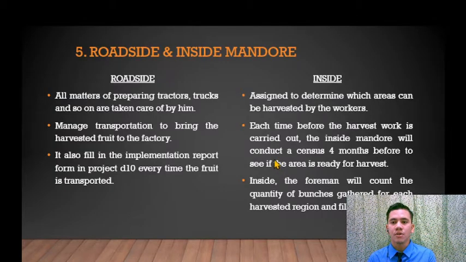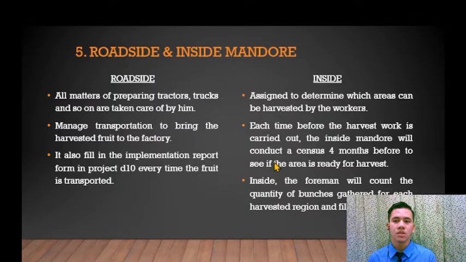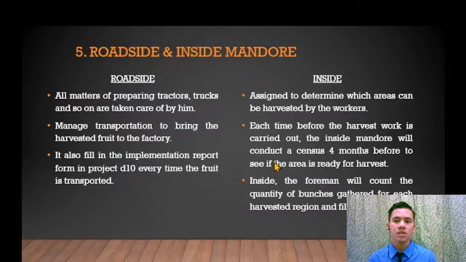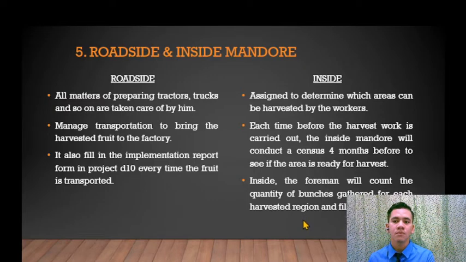For the inside mandor, the assignment is to determine which area can be harvested by the workers. Each time before the harvest work is carried out, the inside mandor will conduct a census 4 months before to see if the area is ready for harvest. And lastly, the inside mandor will count the quantity of bunches gathered for each harvester region and fill out the report on the form.